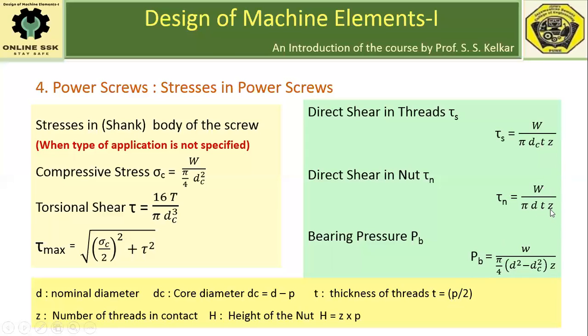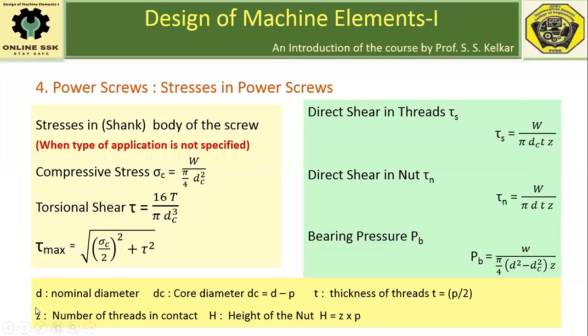Now there is another term, Z, in all three formulae. This Z is called the number of threads in contact. Inside the nut, how many threads of the nut and the screw are in contact? That is represented by Z. This Z can be a fractional figure. It can be a rational number, no problem. Z need not be an integer. It can be a fractional value also.